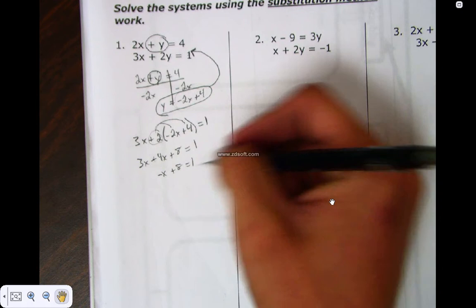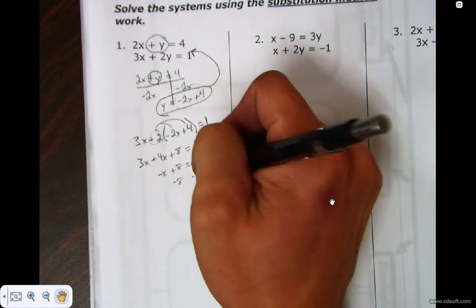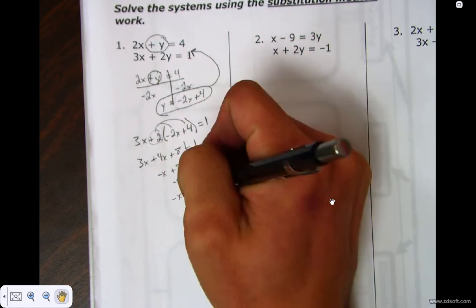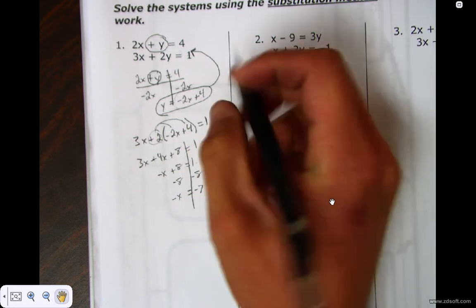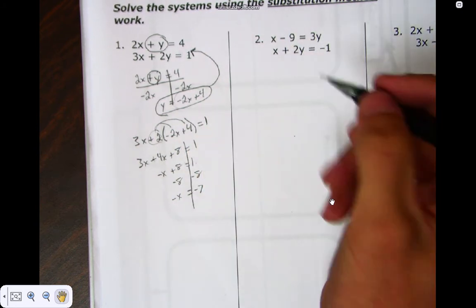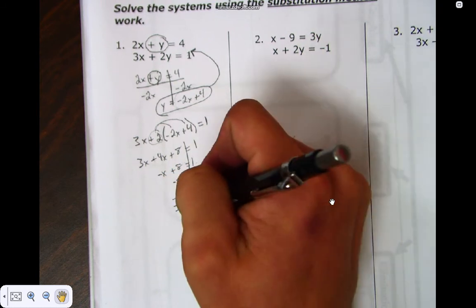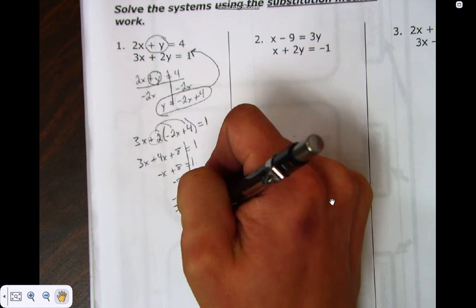Let's get rid of that 8. So subtract 8 from each side. Minus 8, minus 8. Keep our work a little organized. Negative x equals negative 7, because 1 minus 8 is negative 7. Then divide by negative 1, divide by negative 1, so that we can have a positive x. So we'll have positive x equals positive 7.